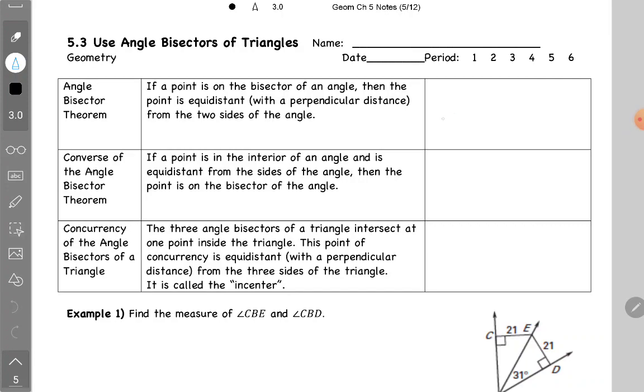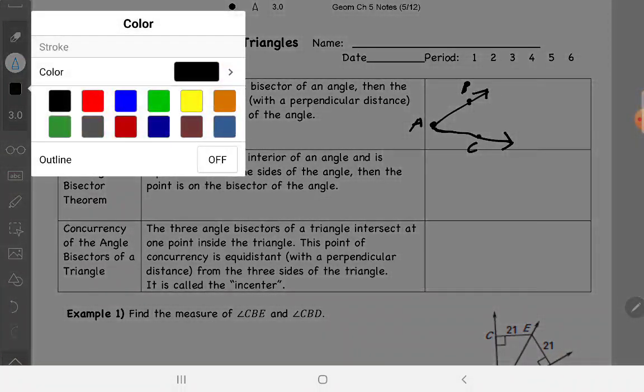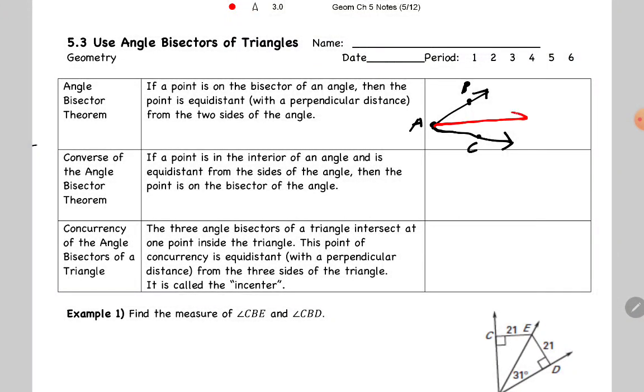Okay, so let's have an angle. Let's call this BAC. And we have an angle bisector. Remember, an angle bisector splits an angle into two congruent angles. And let's call this point D.